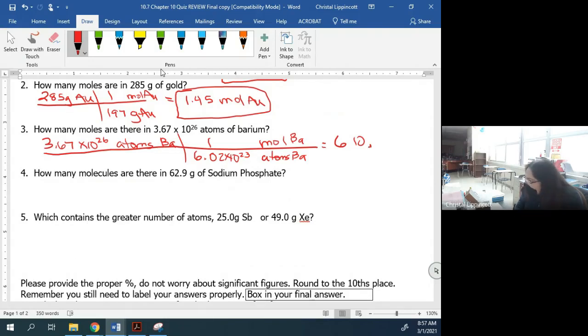610, and we have to put a decimal here so that we can get 3 sig figs. And that should be moles of barium. Okay, now, if I put this into scientific notation, it would be 6.10 times 10 to the second, which is in line with what this would end up being, just with my mental math. Okay, I said that it should be 10 to the third-ish, but we are also dividing here. This number is less than 1, so that's why it ends up being 10 to the 2.